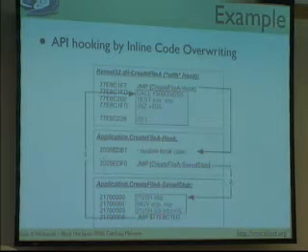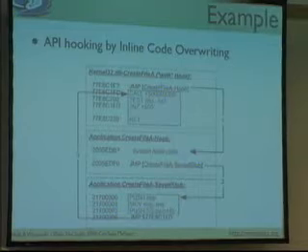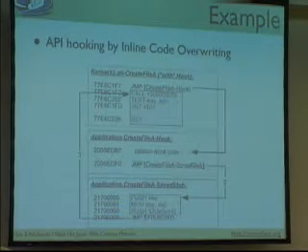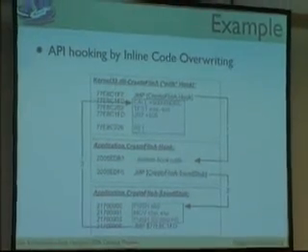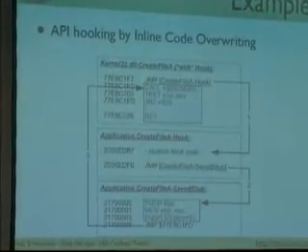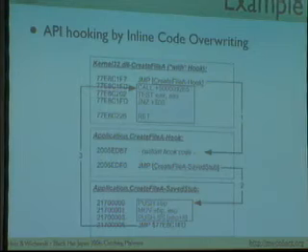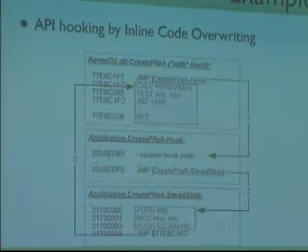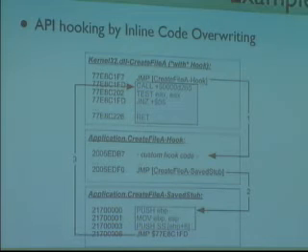Now, how does CW Sandbox actually hook these calls? It's a very simple method called inline code overwriting. Normally, you have your normal jump to create file. But what it does is, no, sorry, I'm wrong here. It jumps to the hooked code, which is overwritten. This jump gets overwritten by their code.